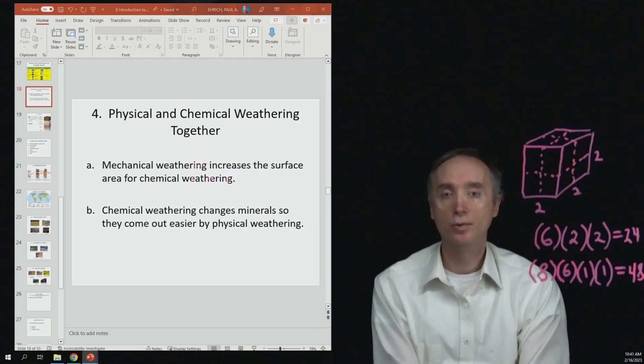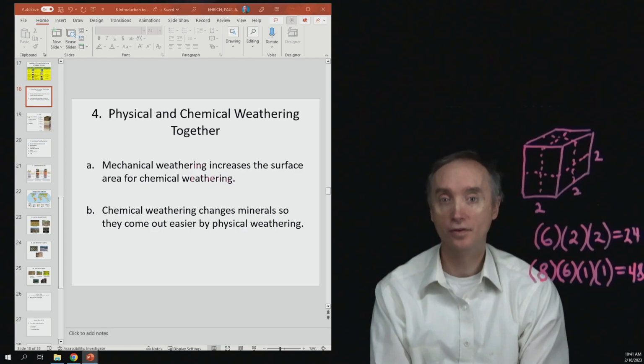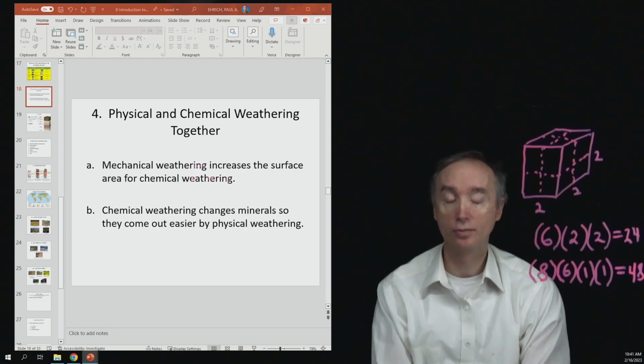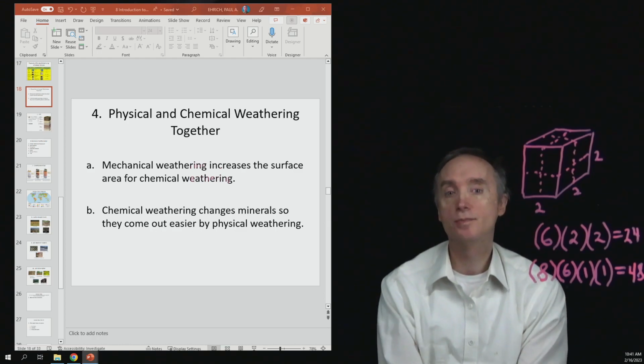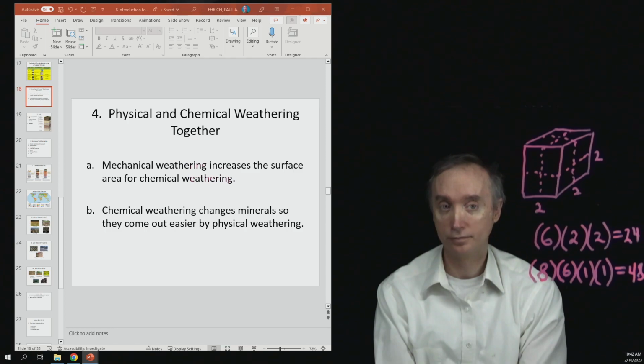Okay, so now we want to talk about how does physical weathering affect chemical weathering, and then how does chemical weathering affect physical weathering? Because normally both of these processes are going to be occurring at the same time. So the first one is mechanical weathering is going to increase the surface area for chemical weathering to occur on.